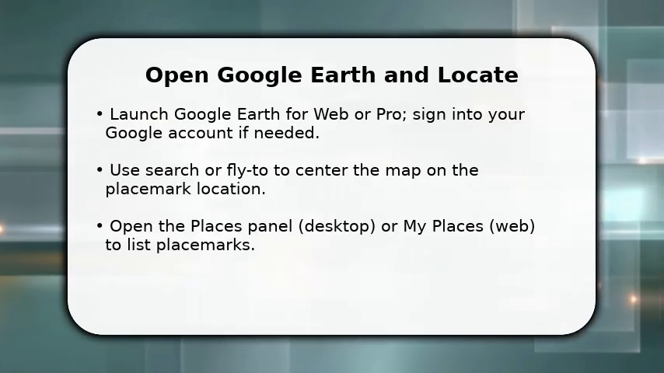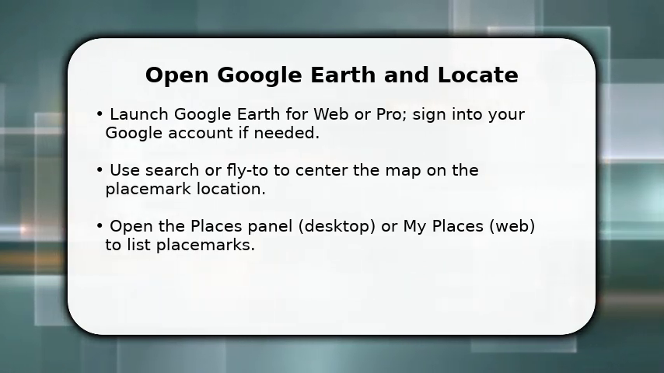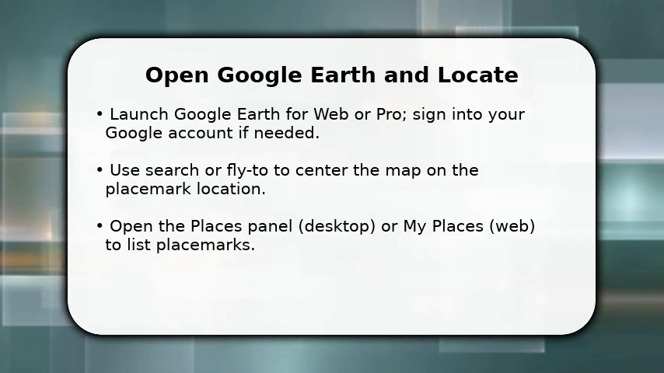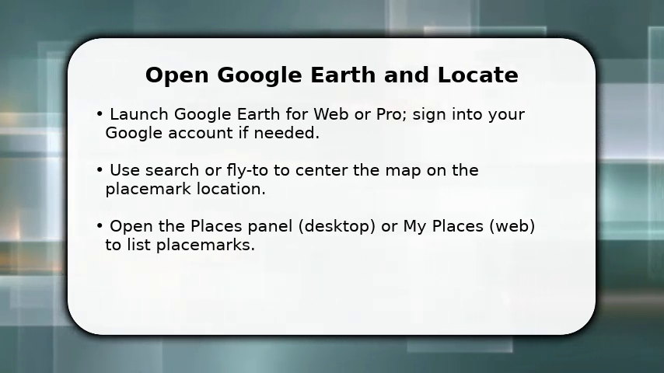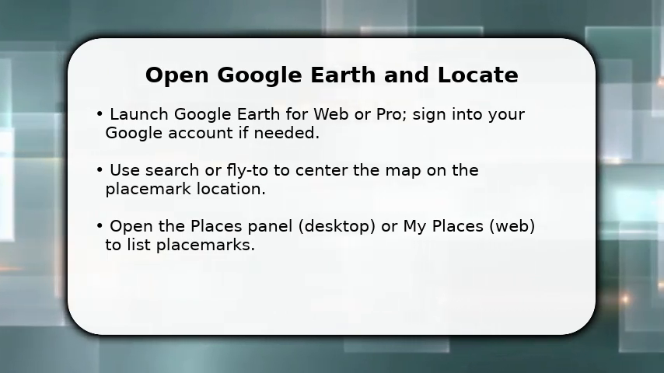You've opened Google Earth and centered the view on the placemark you want to remove. First, make sure you're in the correct application version, Web or Pro. Once done, open the Places or My Places panel so the placemark appears in the list. This is where you'll manage items.